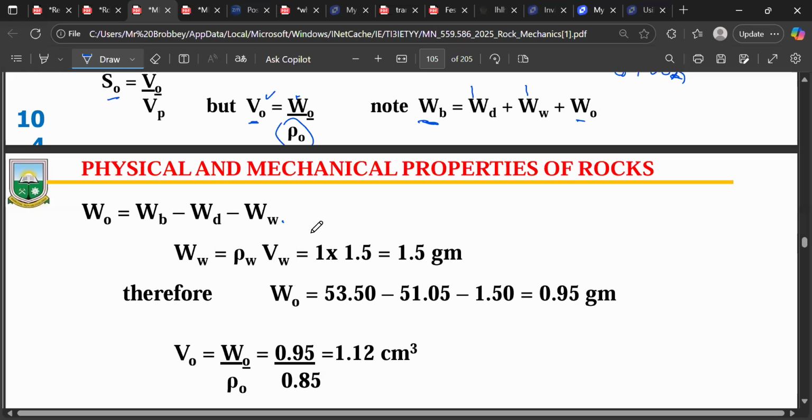Yeah, Hamza. Oh, sorry, Prof. Please, can you scroll down to the previous formula, please?